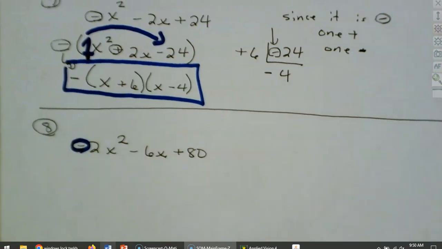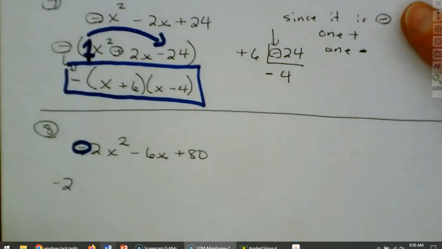Then I look at the numbers. I have a 2, a 6, and an 80. What number is in common here? What number can I factor out? Does anyone have any idea? I can take a 2 out, can't I? Okay. Now that's going to make it much easier.